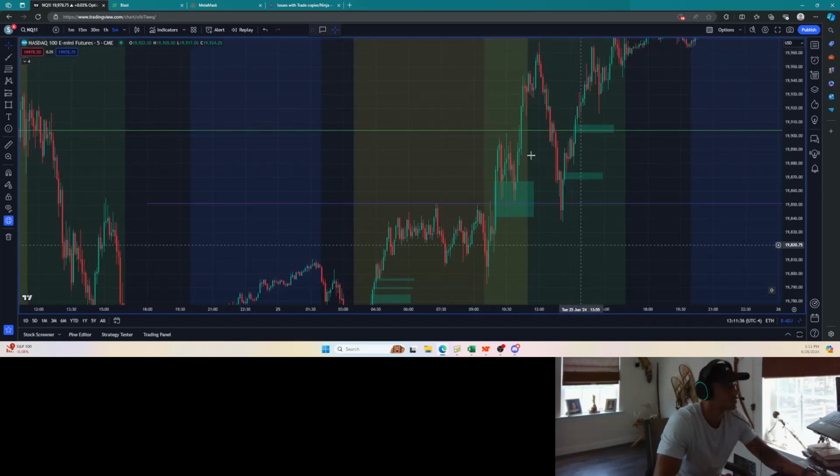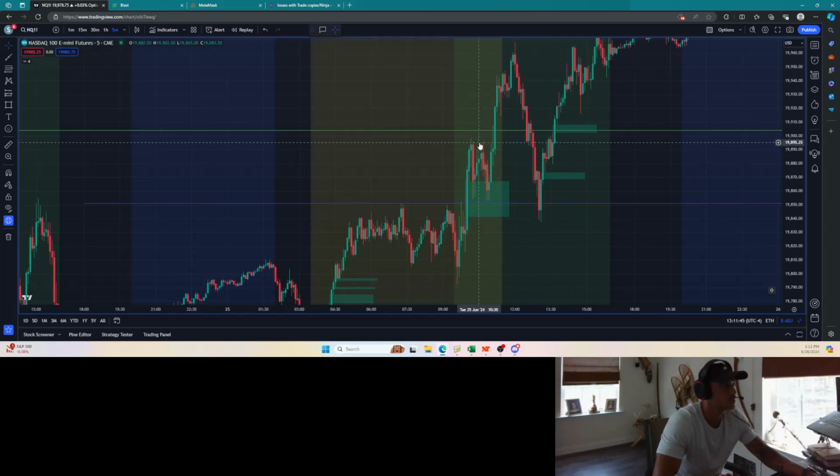So I was interested in this area for shorts, and I shorted off this wick right here. Okay. What time is it? 10:30ish? Yeah, I didn't get the setup until around then. You can't see it now, but there were gaps here and other confluences telling me to go short. So I shorted here almost to the top of that wick, 19,900-ish.